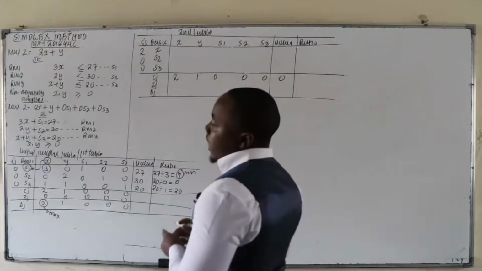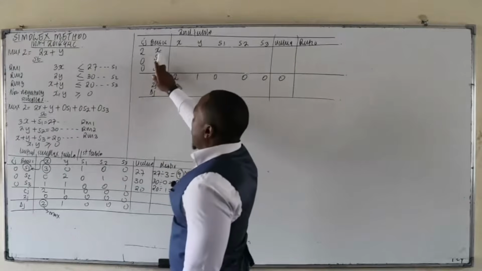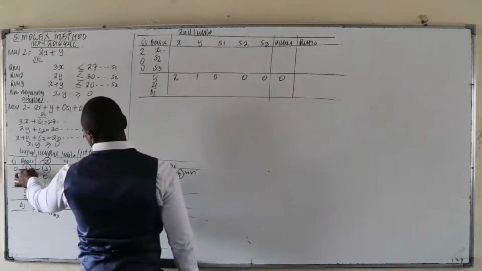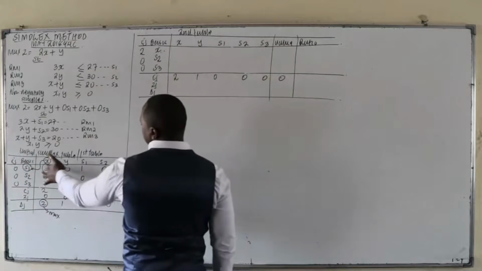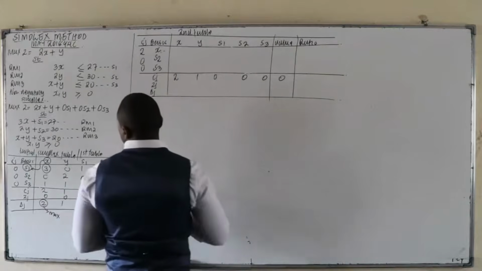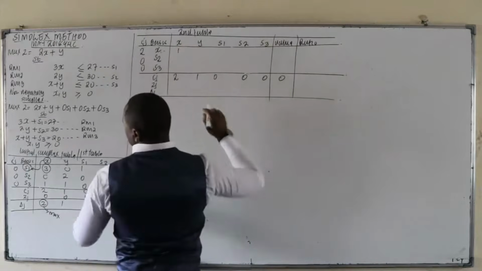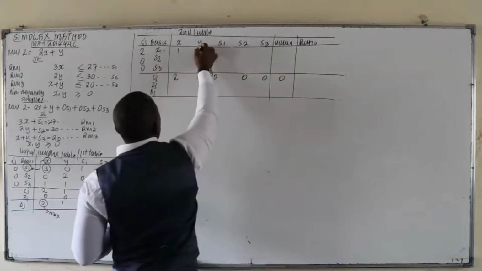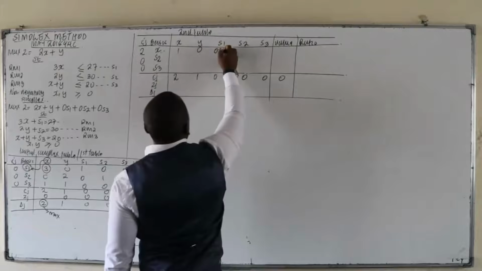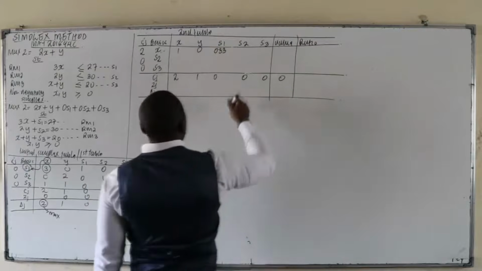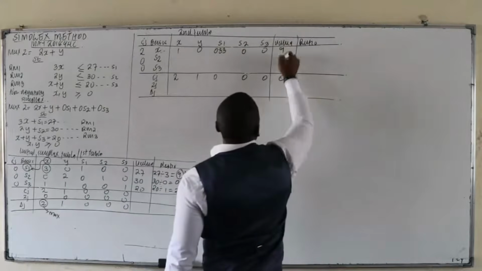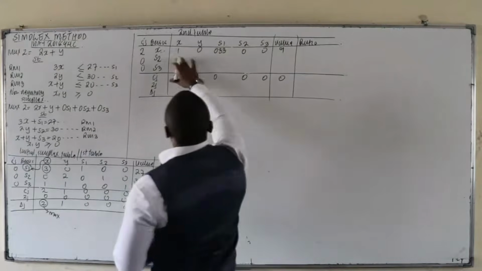Then we need to get the new row element. How to get the new row element? Our new member here is X. And X is coming from S1. So you take that row element, you divide all the elements by the pivot. You take 3 divided by 3, you get 1. 0 divided by 3, you get 0. 1 divided by 3, you get 0.33. 0 divided by 3 is 0, 0. 27 divided by 3, get 9. So now we have the new row element.